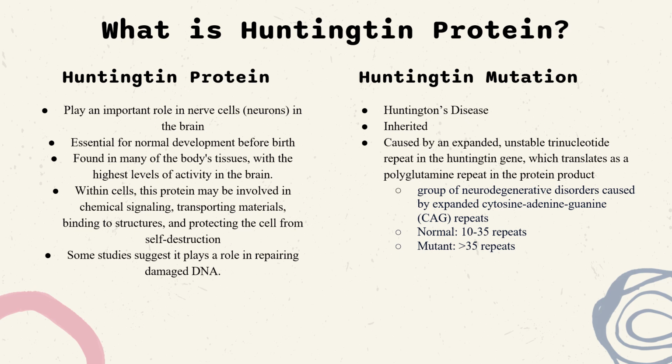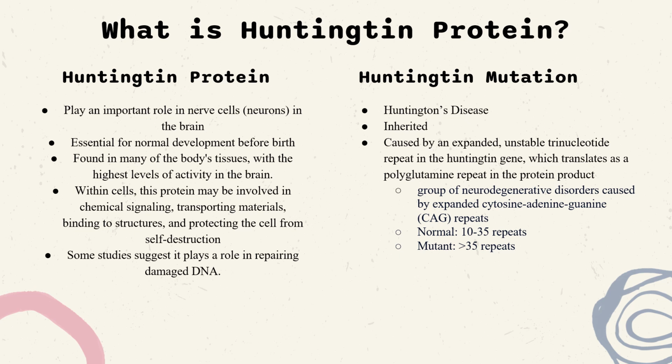As I stated earlier, the Huntingtin protein is a very large, common protein within humans. It plays an important role in nerve cells and neurons within the brain. It is essential for normal development before birth and found in many of the body's tissues with the highest levels of activity in the brain. Within cells, this protein may be involved in chemical signaling, transporting materials, binding to structures, and protecting the cell from self-destruction, also known as apoptosis. Some studies suggest that it plays a role in repairing damaged DNA as well. So this is a very important protein within our bodies.